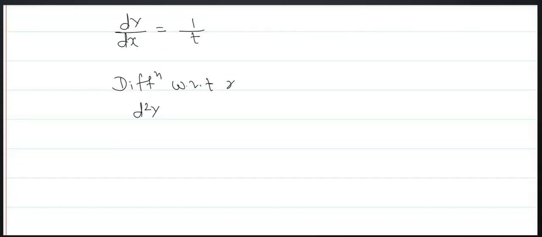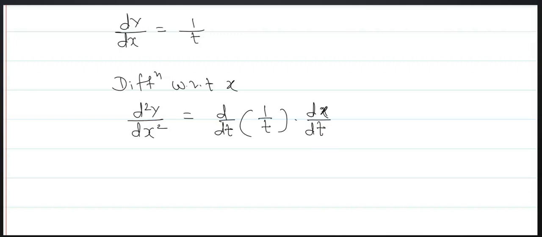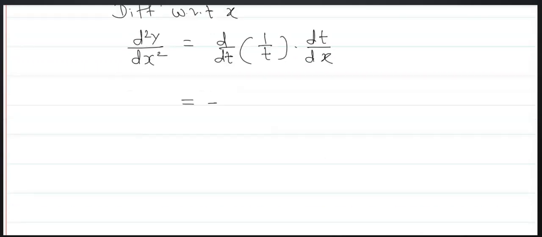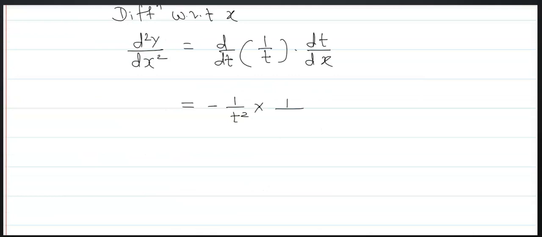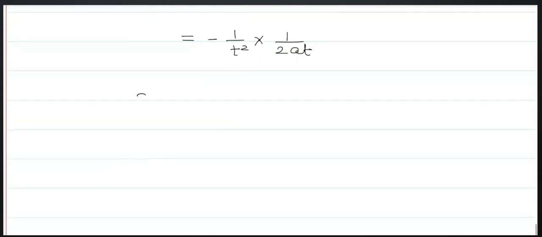Again differentiate this with respect to t. Therefore d2y by dx square is equal to d by dt of 1 upon t into dt upon dx. That is minus 1 upon t square into dt upon dx, that is 1 upon 2at. Therefore d2y by dx square is equal to minus 1 upon 2at cube.